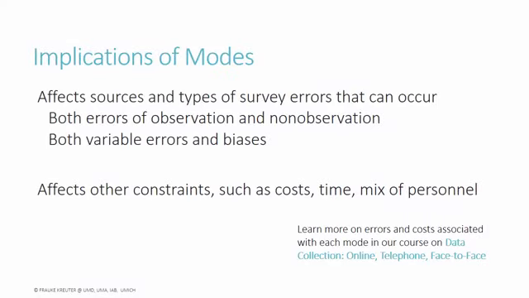The implications of these choices that you make, no matter which data source or mode or method of data collection, have an effect on the possible sources of errors of observation and non-observation. To understand what those are, we have a third module for you that walks you through these specific error sources.